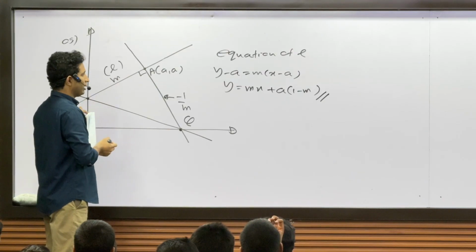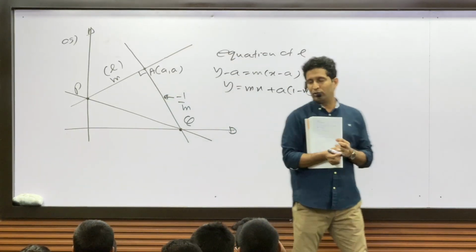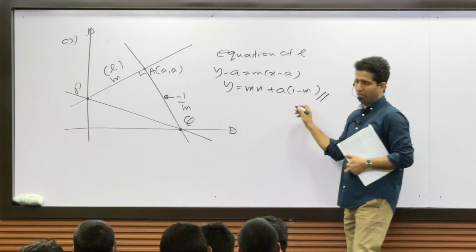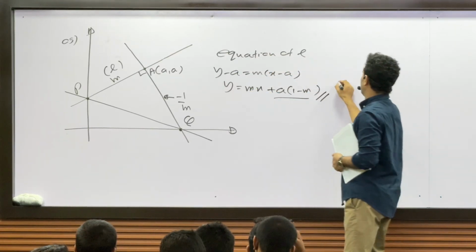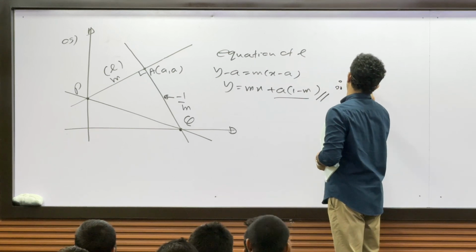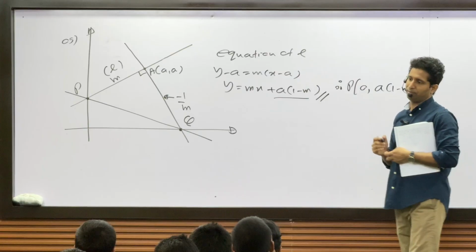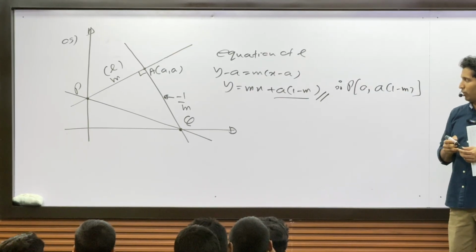Can anyone tell me how you can find the coordinates of P? Now this is in the form y equals mx plus c. Therefore this is the y-intercept, the y coordinate of P. So P equals (0, a times (1 minus m)). Can you understand? This is how you can find the coordinates of P.